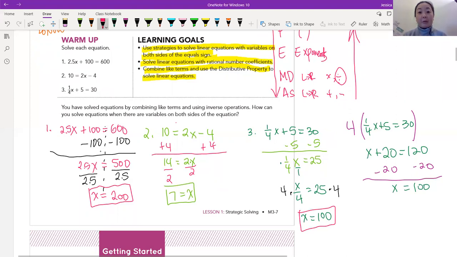And if you don't know what I'm talking about, don't worry about it. All right, so we subtract 100 on both sides. So now we get 600 minus 100, which is 500. And then this 2.5x, we didn't touch that yet, so we're bringing that down.